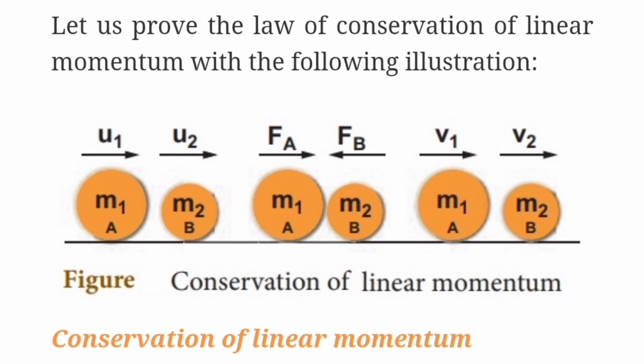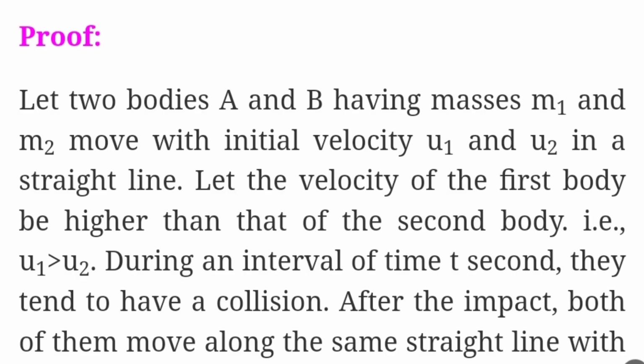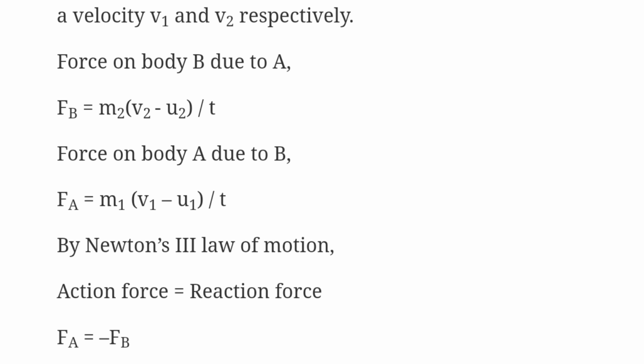Conservation of linear momentum. Proof, let two bodies A and B having masses m1 and m2 move with initial velocity u1 and u2 in a straight line. Let the velocity of the first body be higher than that of the second body, example, u1 greater than u2. During the interval of time t seconds, they collide, and after the impact, both of them move along the same straight line with velocity v1 and v2 respectively.